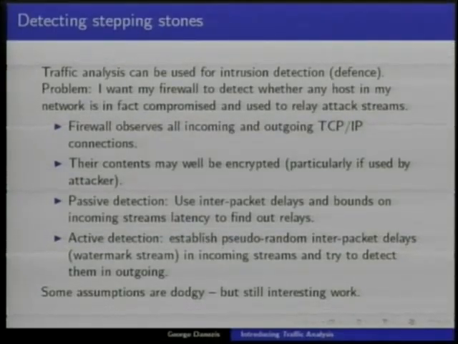And they have a very simplistic model of these machines. It's a compromised machine within your network that, when it receives streams of traffic, just redirects them somewhere else. So basically it's kind of a primitive anonymizer, shall we say.